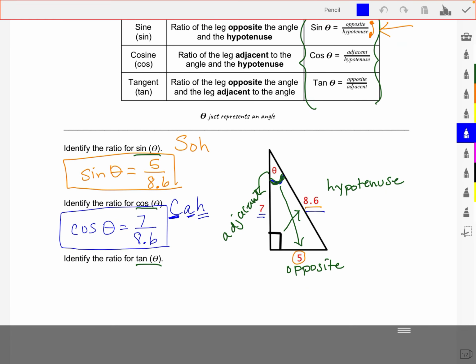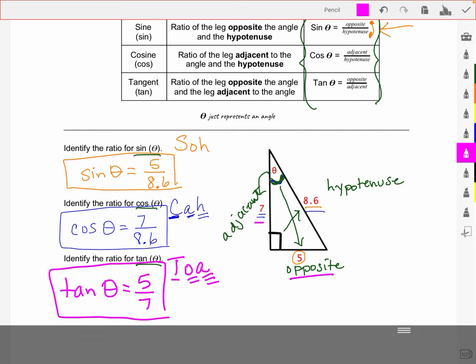All right, and then tangent, I'm going to use the TOA from SOHCAHTOA. T stands for tangent, so tangent of theta equals, O is opposite, which we said was 5, over A is adjacent, which we said was 7. So tangent of theta equals 5 over 7.